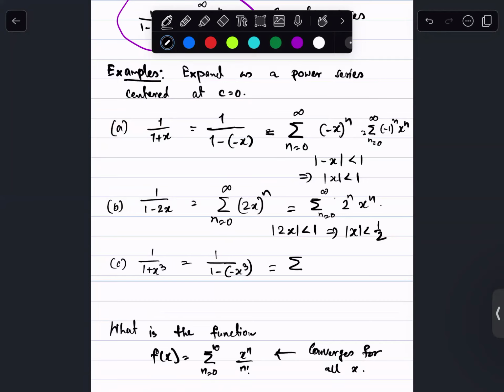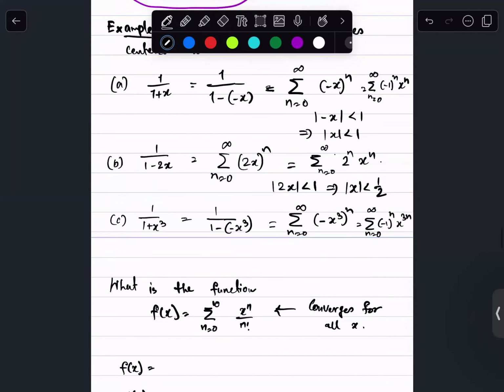This is the summation n equal to 0 to infinity of (minus x to the third) to the n, which is the summation of minus 1 to the n, x to the 3n, n equal to 0 to infinity. My range of x will be x to the third less than 1, and this is the same as modulus of x less than 1. Okay, fine.